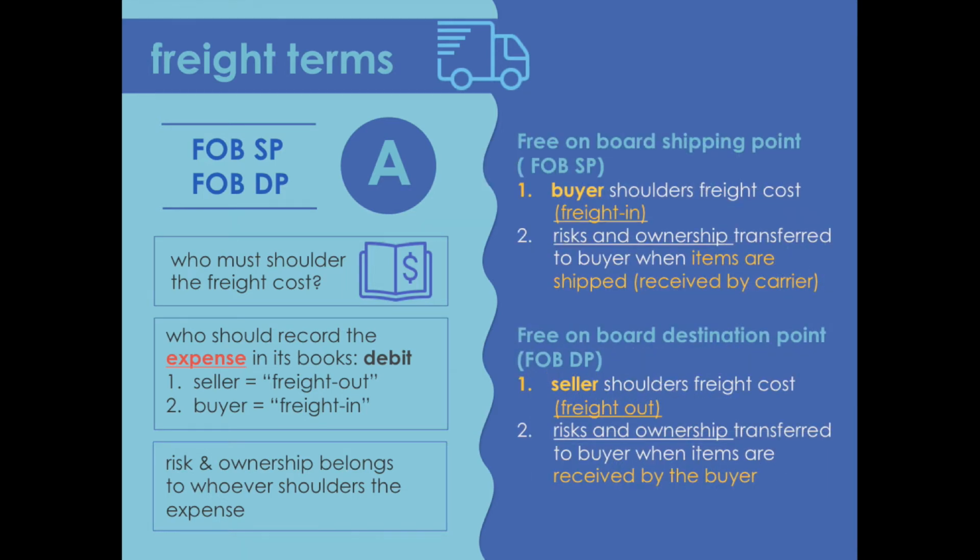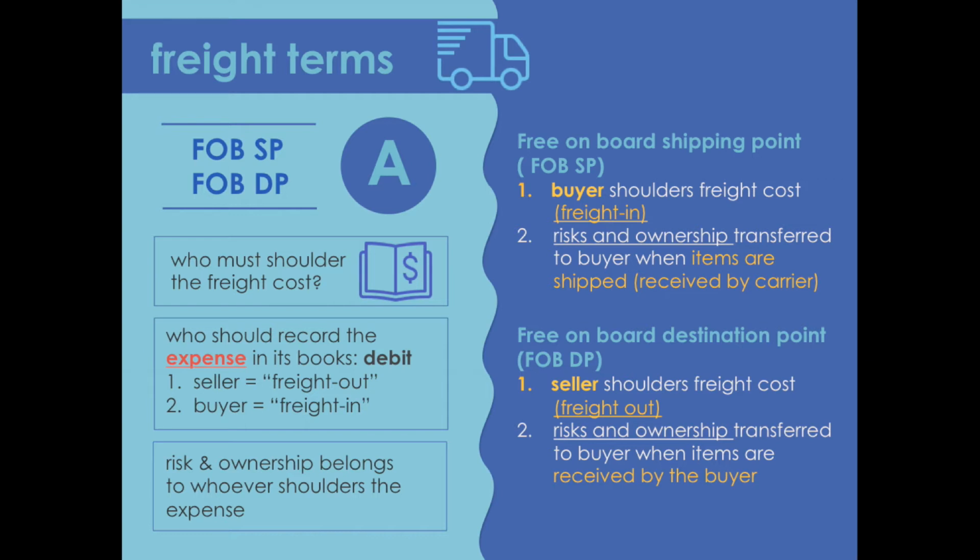Again, Part A tells us which party must shoulder the cost. Free on board shipping point, or FOB SP, means that the seller is free of responsibility once the goods are on board the shipper. This tells us that the buyer will be the one to shoulder the freight costs, so the buyer will debit freight in its books. Since the buyer is the one shouldering the costs, risks and ownership are transferred to the buyer once the goods are shipped, or once received or loaded onto the carrier or shipper.